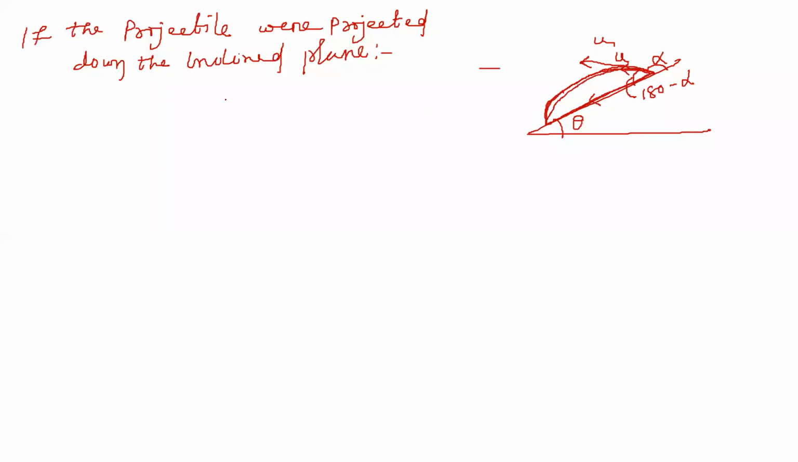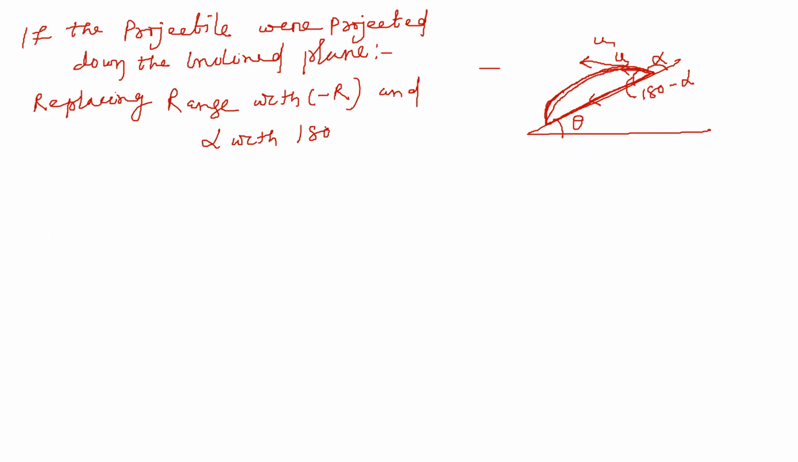So students, replacing range with minus r, and alpha with 180 minus alpha dash. This is given alpha. The angle we have to take, let that be alpha dash, but let this angle be given in the question. Let this be alpha dash, and alpha dash is equal to 180 minus alpha. Replacing alpha with 180 minus alpha dash.